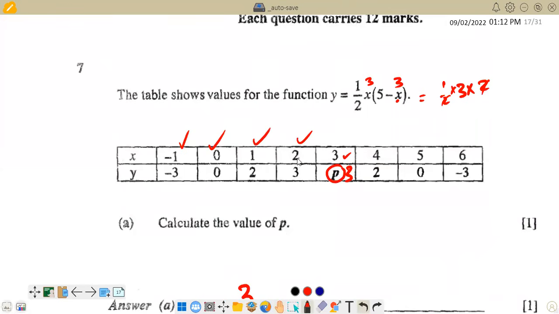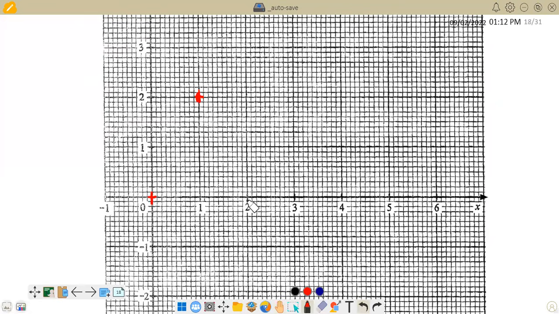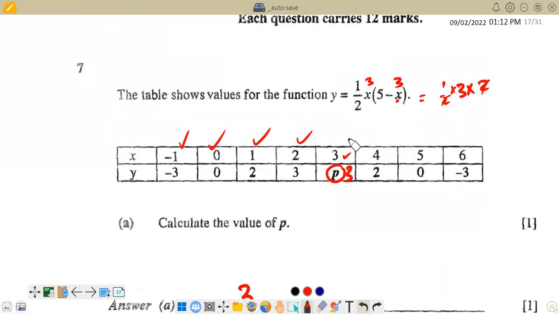Then we move on to 2, 3. When X is 2, Y is 3. So that is 2, 3 here. So this is your 2 here, and your Y is 3 at this point. So you've got 2, 3 somewhere here. Just mark a plus where these two meet. That's our 2, 3.